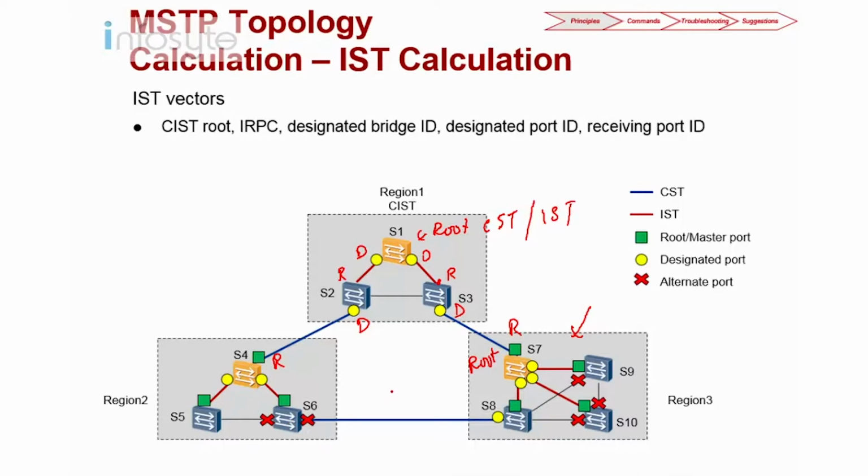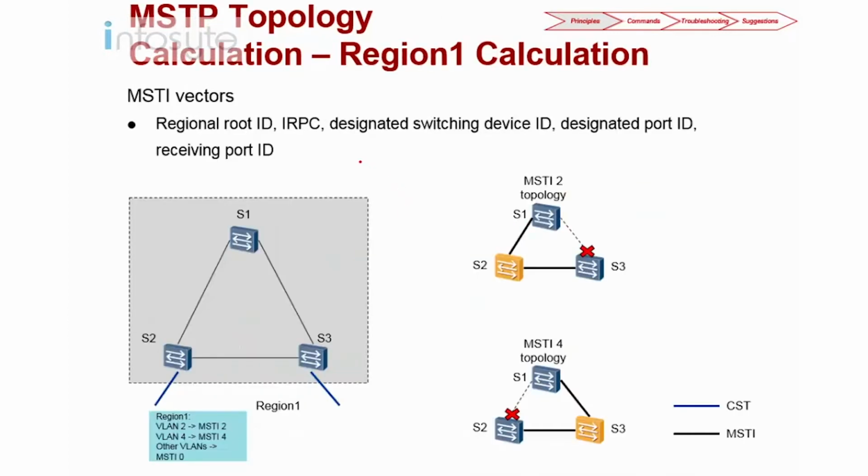So now we have the topology of the IST. Basically, the IST is for those VLANs that are not mapped into an instance. After we look into the calculation of the CST and then the IST, now we are going to look into the MST instances. Let's look into the region 1 topology. In region 1, we have 3 switches connected in a triangle format, and we have instance 0, instance 2, and instance 4, as stated over here.